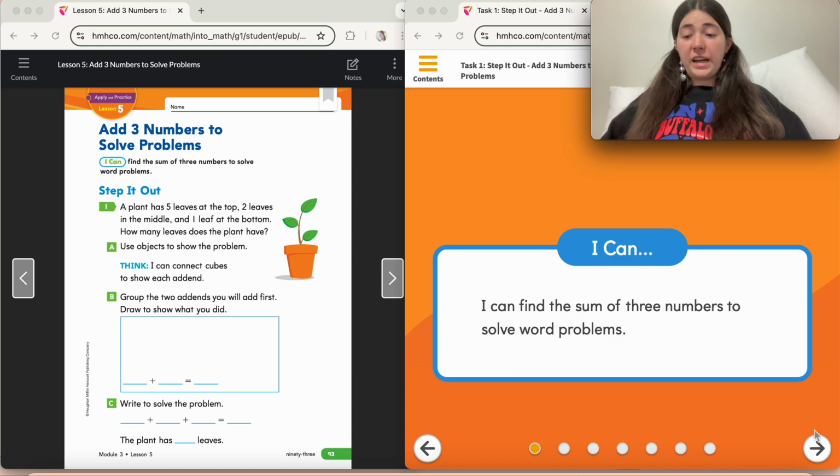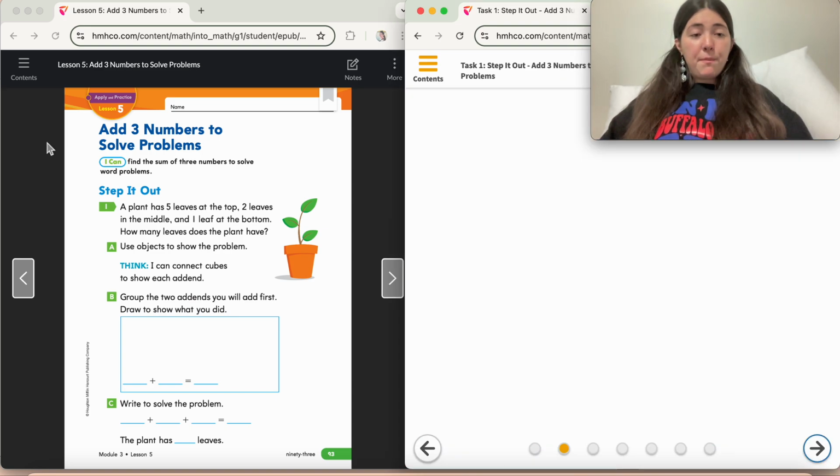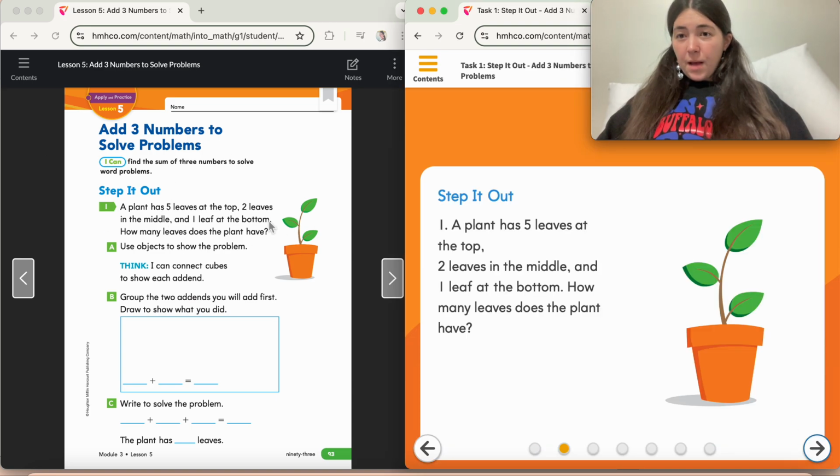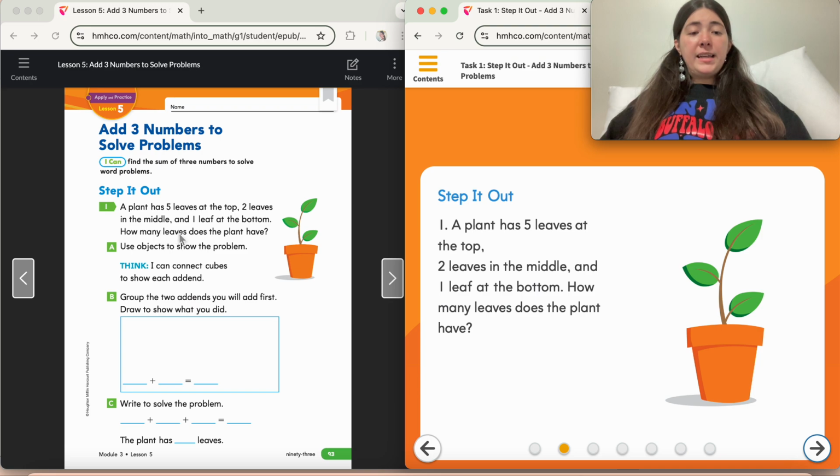So we are starting today right with Step It Out, and we have this problem we need to figure out together. It says a plant has 5 leaves at the top, 2 leaves in the middle, and 1 leaf at the bottom. How many leaves does the plant have?